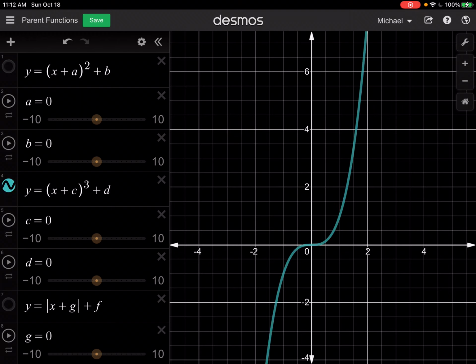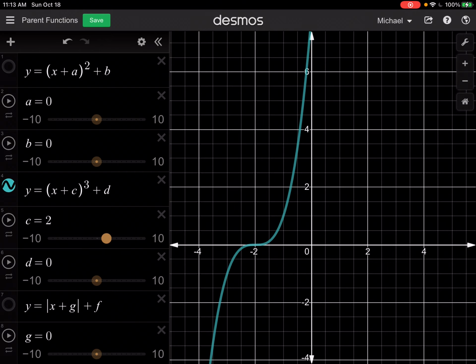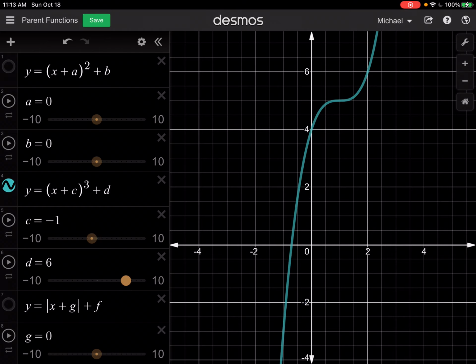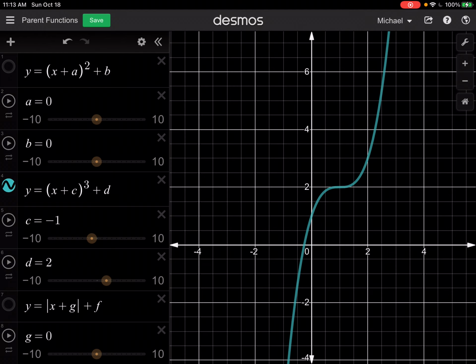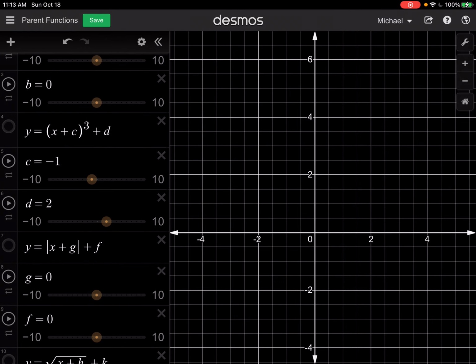Looking at our cubic function, right? So our cubic function looked like this. Remember, our locator point was that point at 0, 0. If it's inside, our c value here should be what moves us left or right, and that is what we see. Whereas our d value on the outside is going to move us up or down. So again, if it's happening on the inside, it's moving you left or right. If it's happening on the outside, it's going to move your graph up or down.